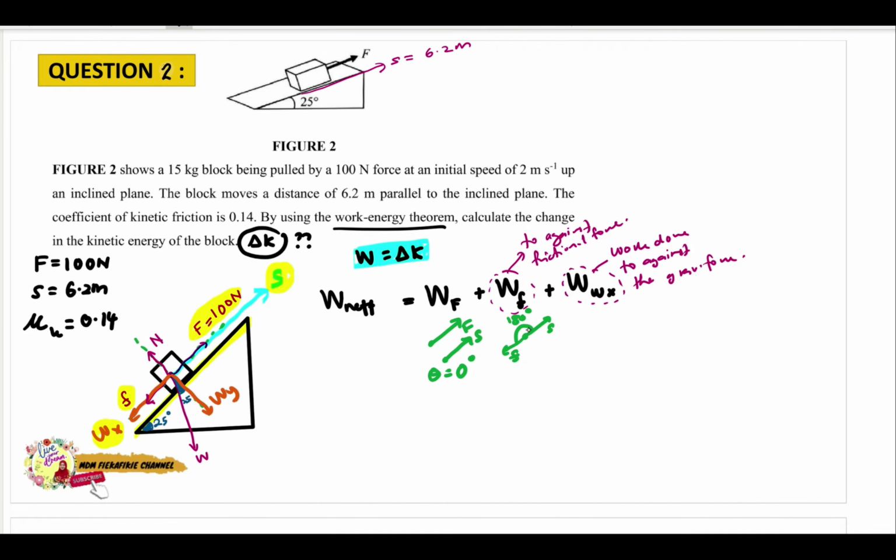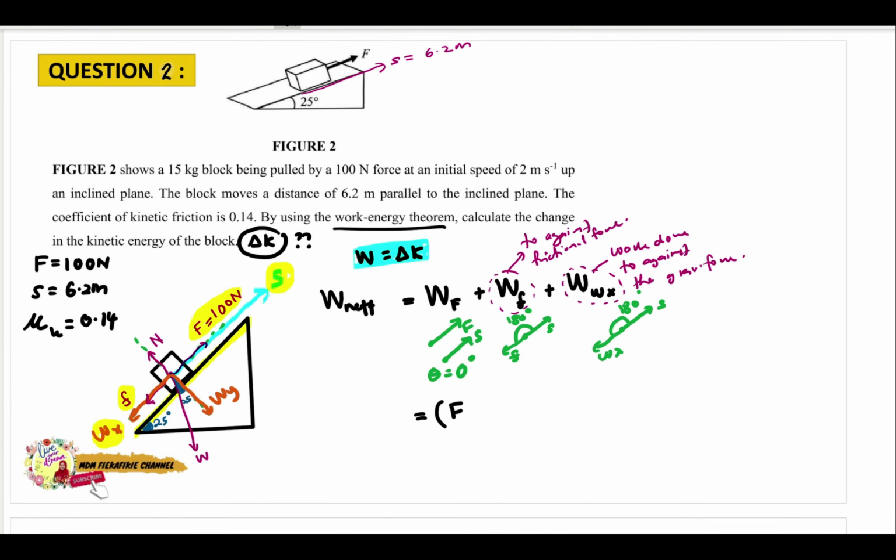Okay, same goes for WX. S is in this direction, but WX is in the opposite direction. So the angle between WX and S is also 180. So we will use the work formula. Work is Fs cos theta.